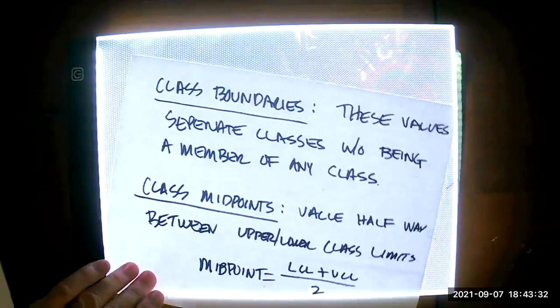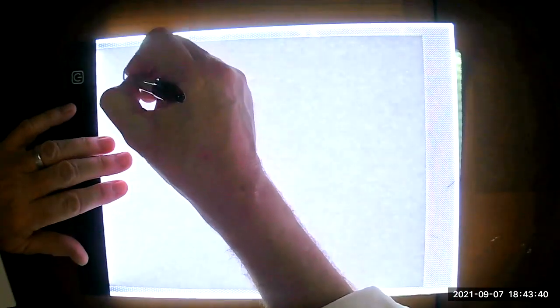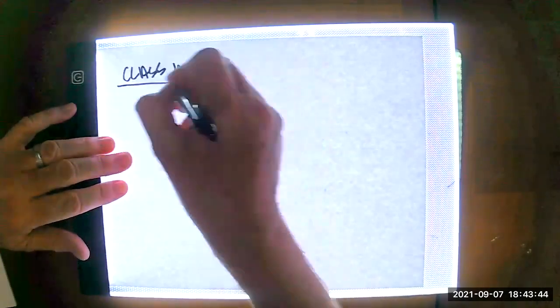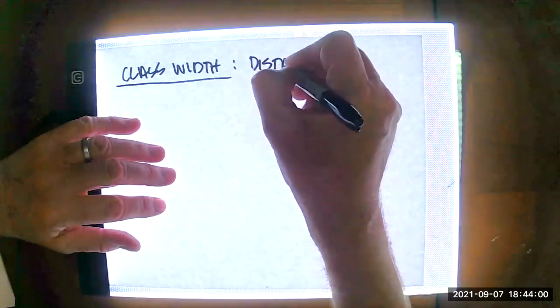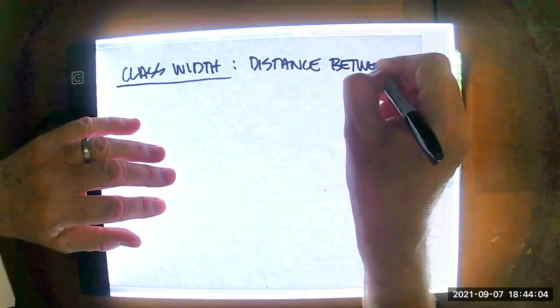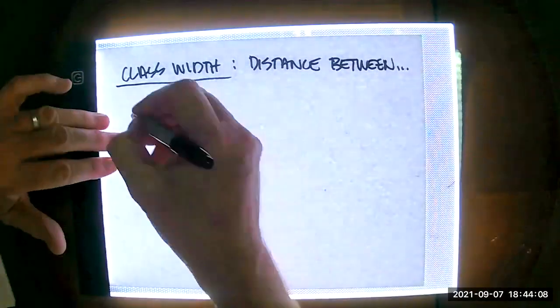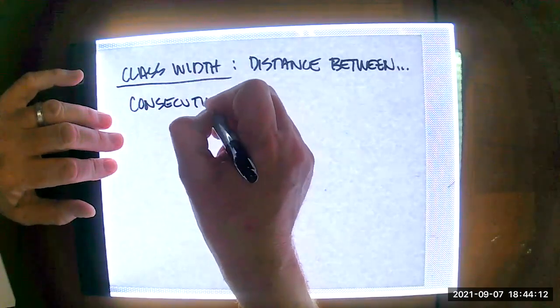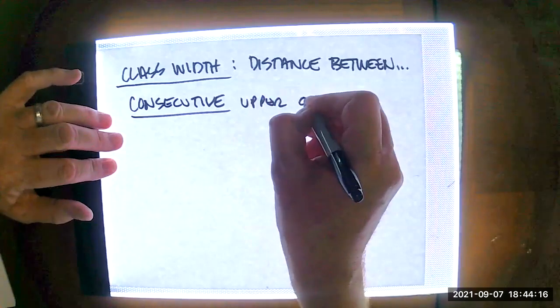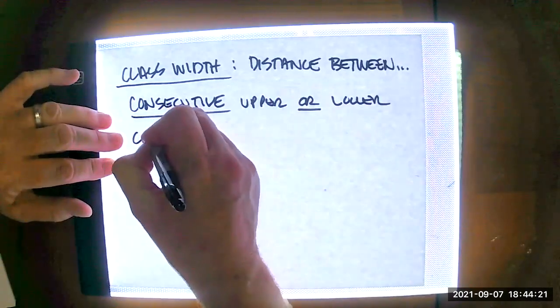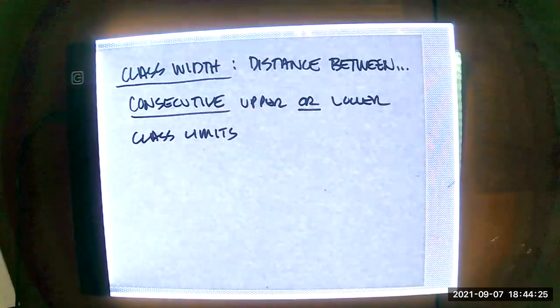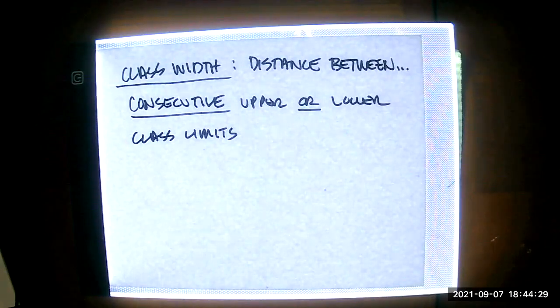You have one other feature that appears in many of these frequency distributions and almost all of the classes. We have this notion of what we call the class width. This is a tricky one for students because I can't give you a single rule that will work for all frequency distributions. The class width is the distance between, and this is the important part, children, consecutive upper or lower class limits. That's the class width.